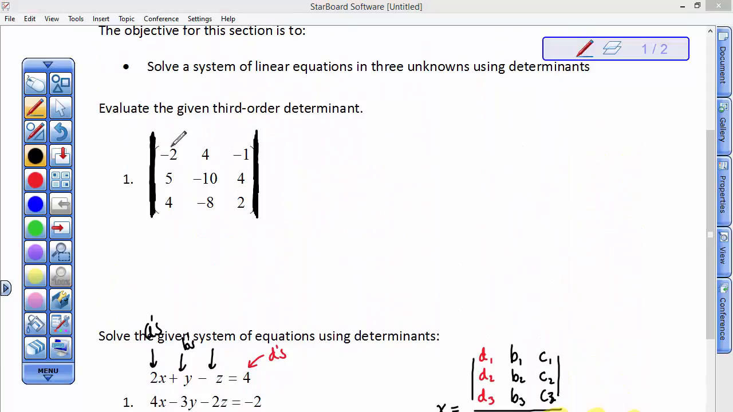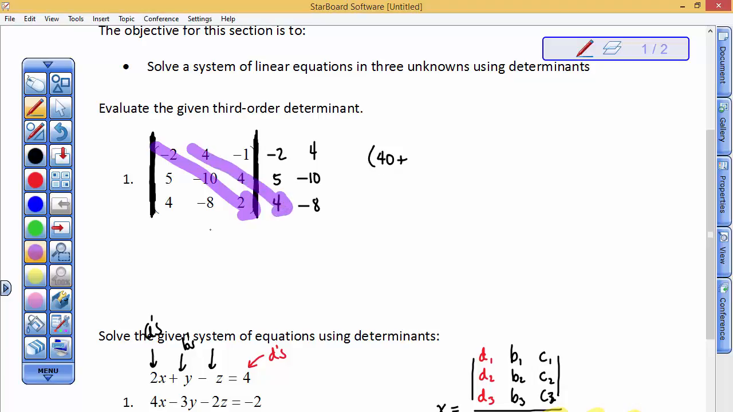So in other words, copy the first column, -2, 5, 4. Copy the second column, 4, -10, and -8. And there are 6 products you have to find. You have to find that product right there. A negative times a negative is a positive, and here's a positive. So this is 20 times 2, which is 40. And then the next diagonal is 4 times 4 times 4, which is 64. And then the next diagonal, there's a negative times a negative in that diagonal, so it's positive, and 5 times 8 is 40.